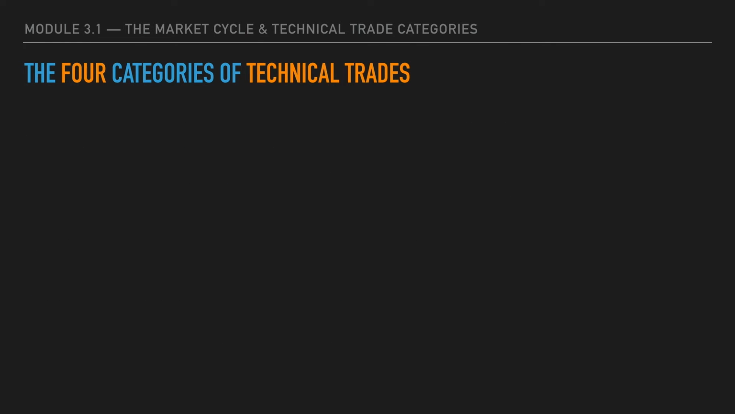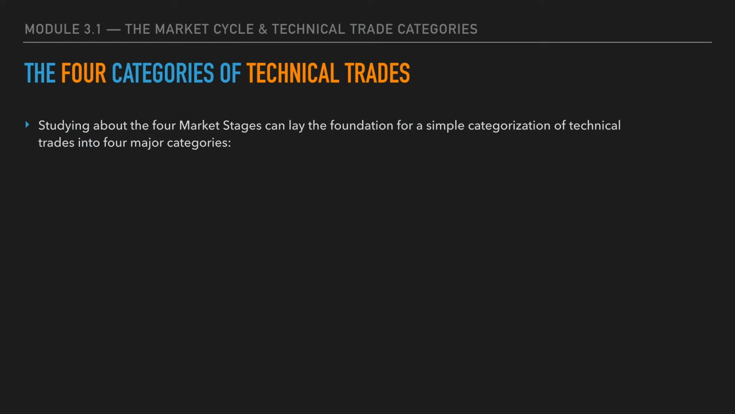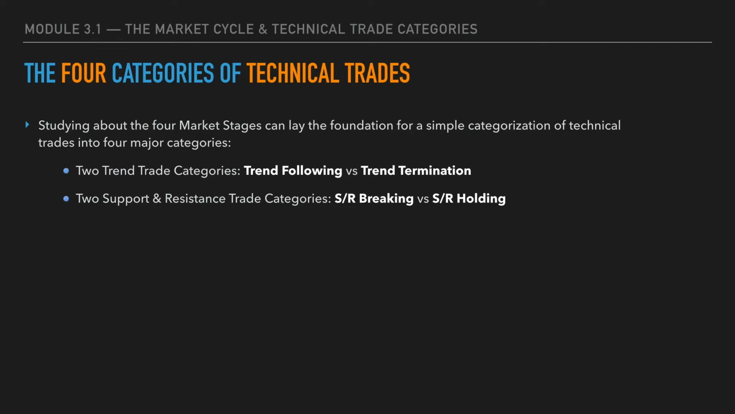Alright, now let's take a look at the 4 categories of technical trades. Every single trade we make based on technical analysis can be put in one of the 4 main categories. Studying the 4 market stages can lay a great foundation to understand the categorization and apply it to our trades. So what are these 4 categories? The first 2 categories are trend following and trend termination. These 2 categories are based on trend trade. The other 2 categories are support resistance breaking and support resistance holding.